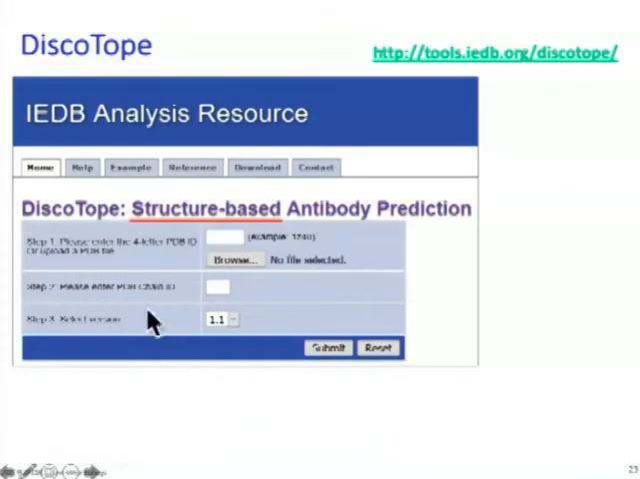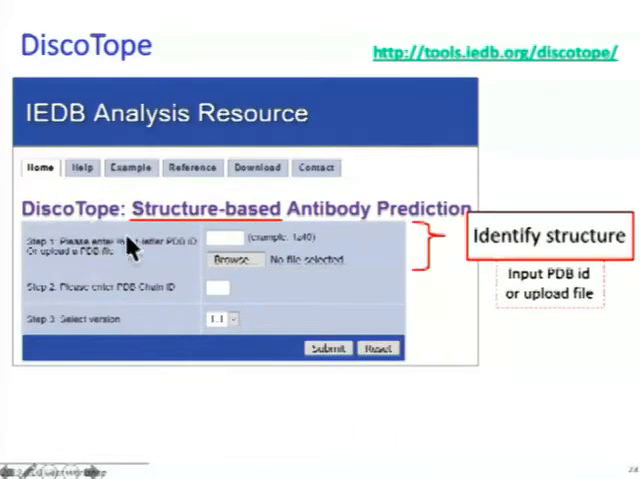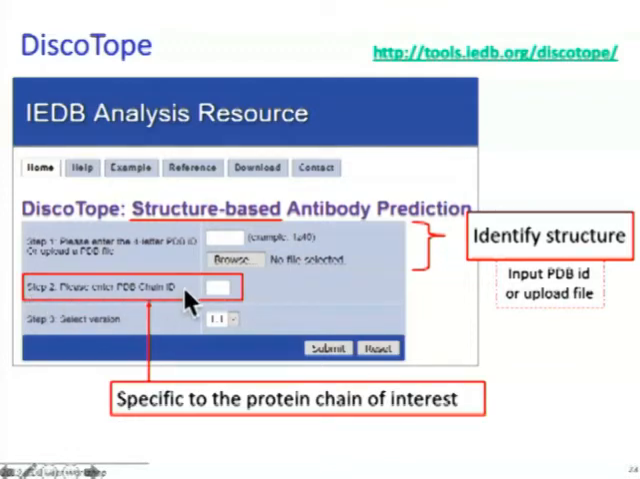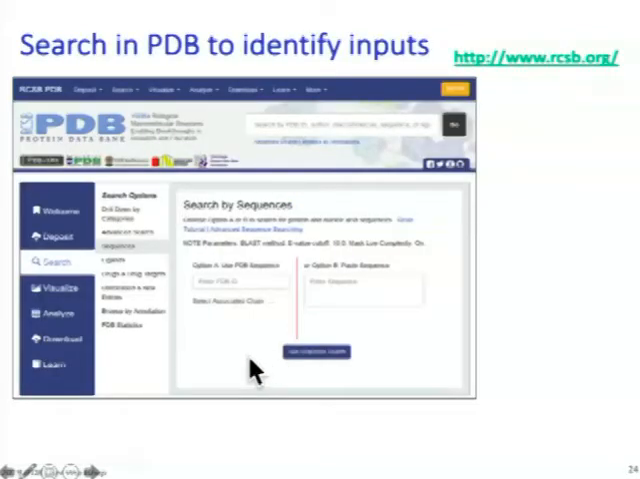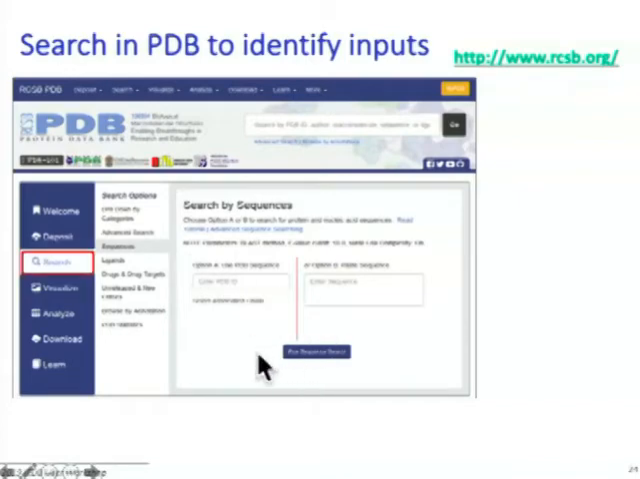So these were the papers that go with it. This is how you use DiscoTope. You start by entering a 3D structure of the antigen you're looking for. The PDB always has a 4-letter code for a 3D complex, and in that complex you might have multiple protein chains, so you need to identify which specific chain you want to make a prediction for. This is how in the PDB you can search for names or sequences to get these identifiers.